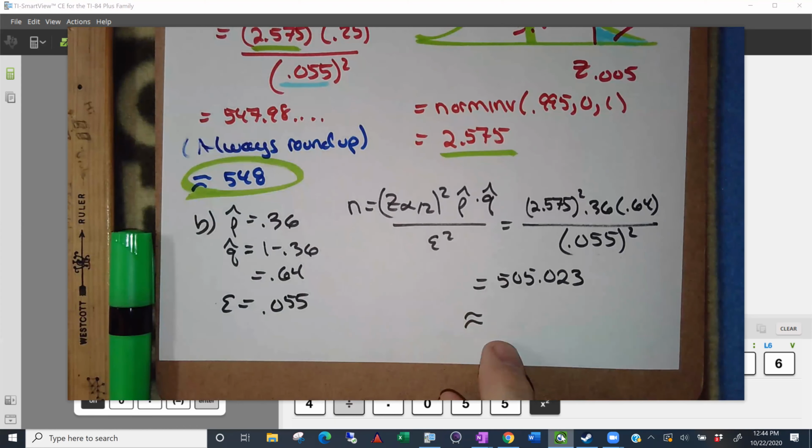Someone tell me how I'm going to round that. Does that round down to 505 or up to 506? 506. Well done, Joe. 506, yeah. Even though it looks ridiculously close to 505, you're still going to round these up. That's because you're being a little bit more conservative. You want to make sure that you get within your 5.5% error. So that's why you round up with these calculations.